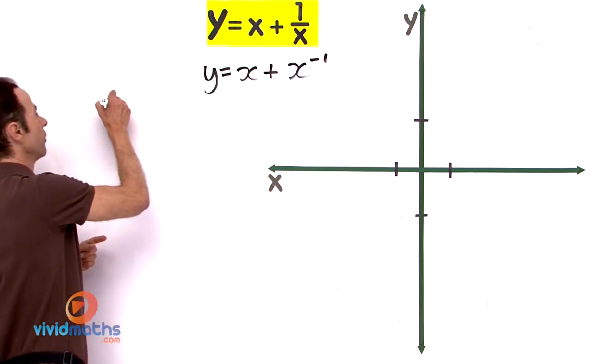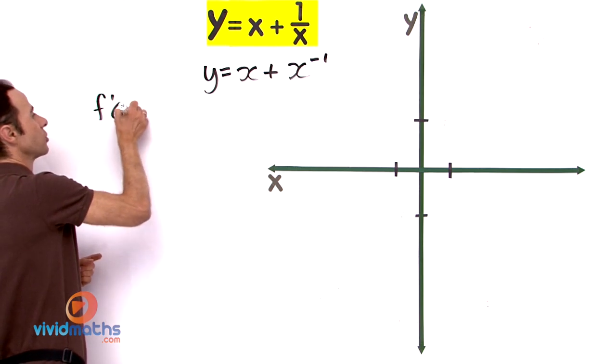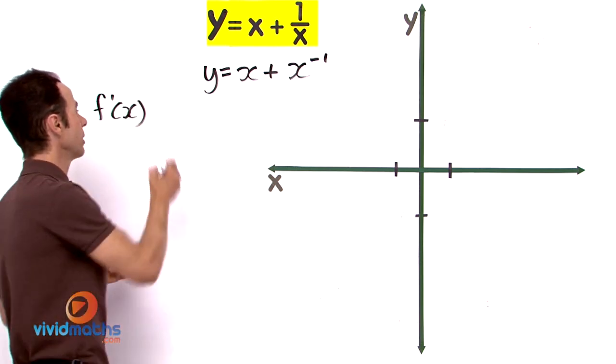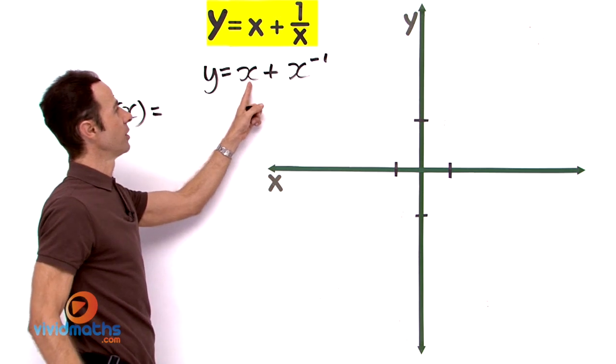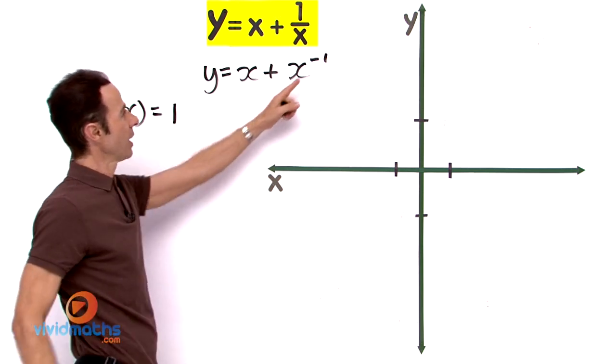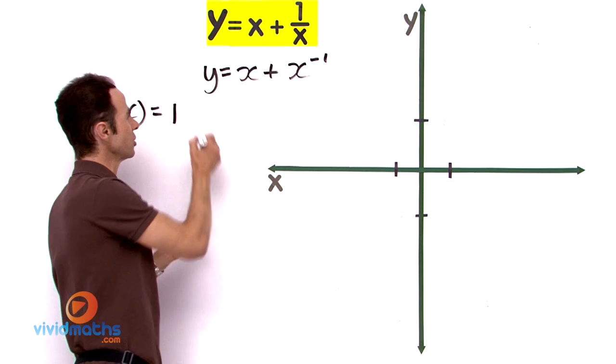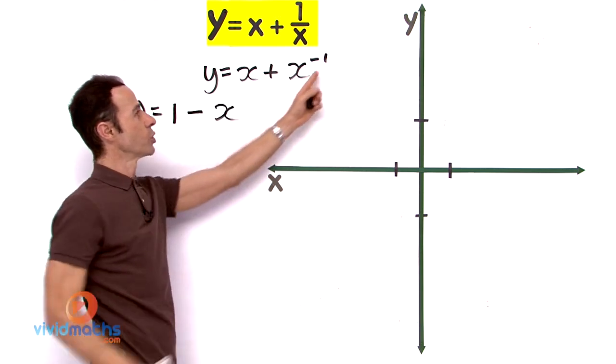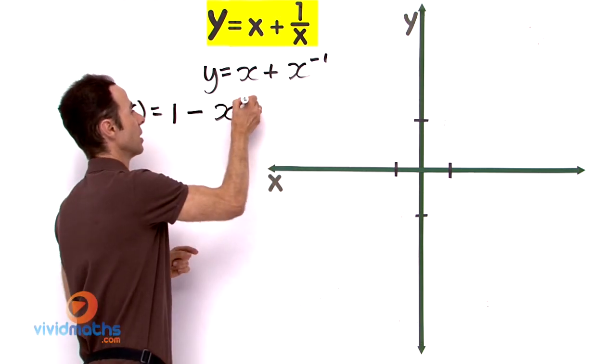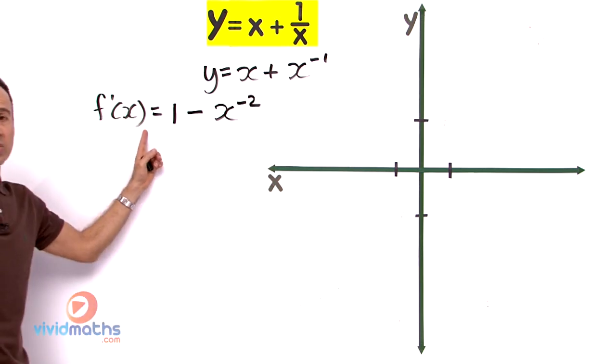So let me call it f prime x, which is the same as dy dx, equals find the derivative of x, that's 1. And then we have this negative 1 goes to the front, changes the sign, so it's negative x. We drop the power by 1, and that becomes negative 2. So there's our first derivative.